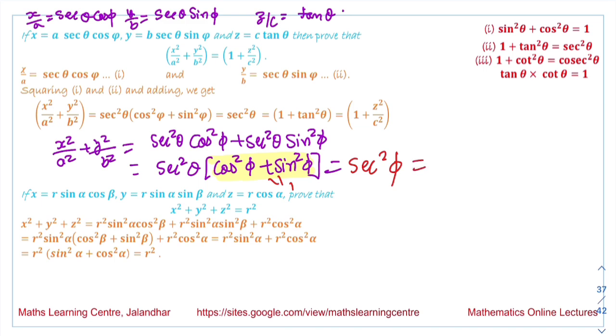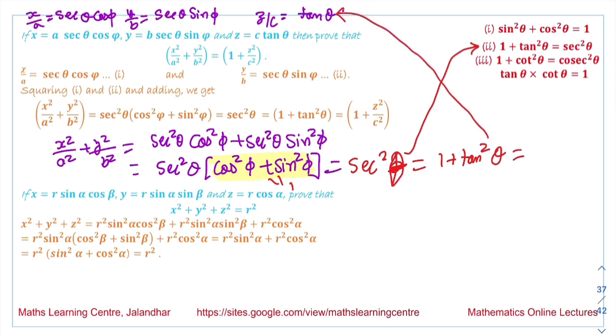And by our identity 2, we are writing it is 1 plus tan square. This is not secant square phi, this is secant square theta. And the answer we are getting is tan square theta. And tan square theta we have, it is 1 plus z by c square. And this is what we have to prove.